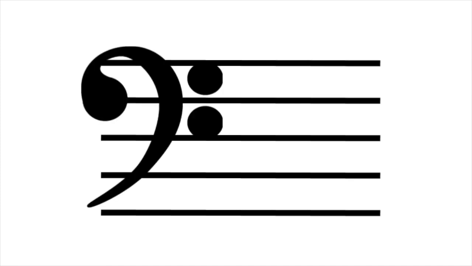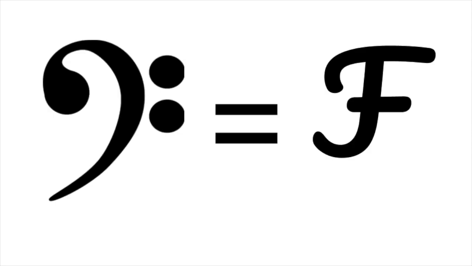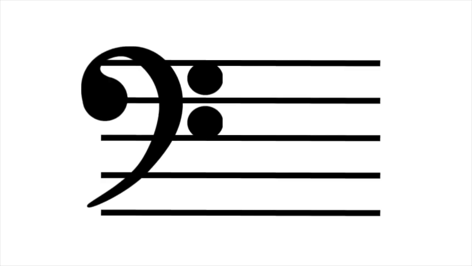You will almost always see a bass clef on the far left of your staff. The bass clef is supposed to look like a fancy F. Therefore, those 2 dots will always show you which line is F.